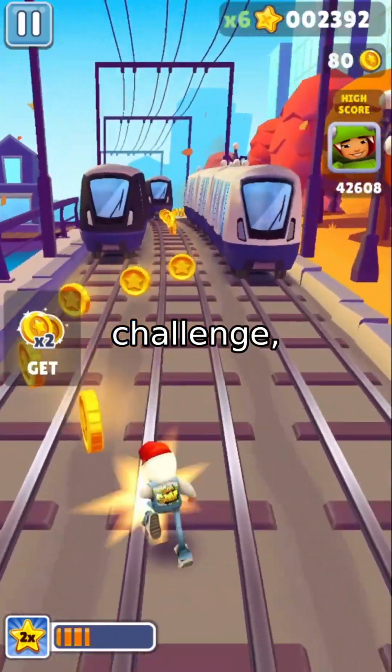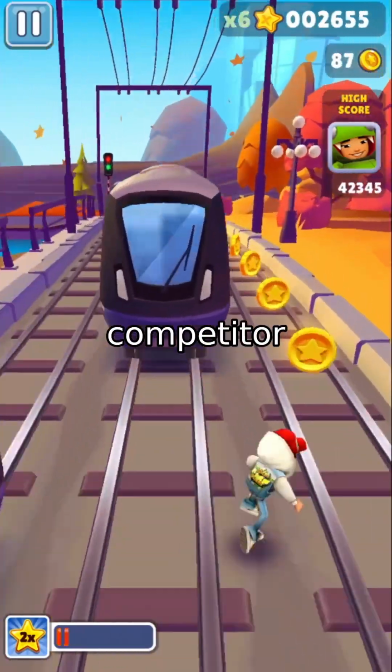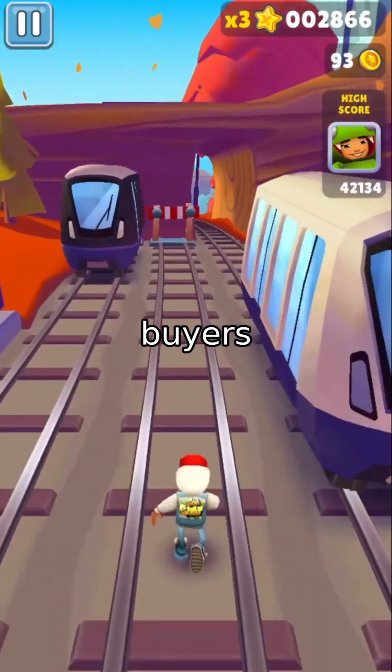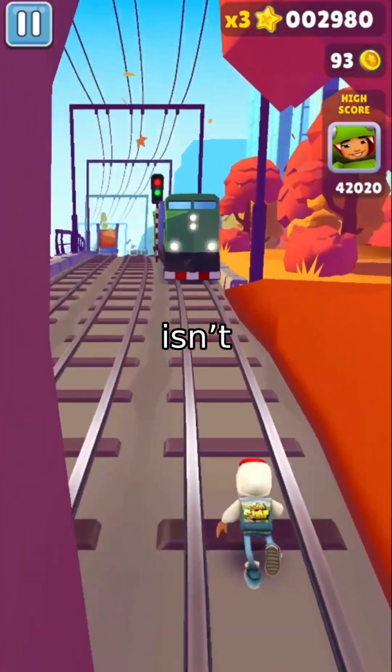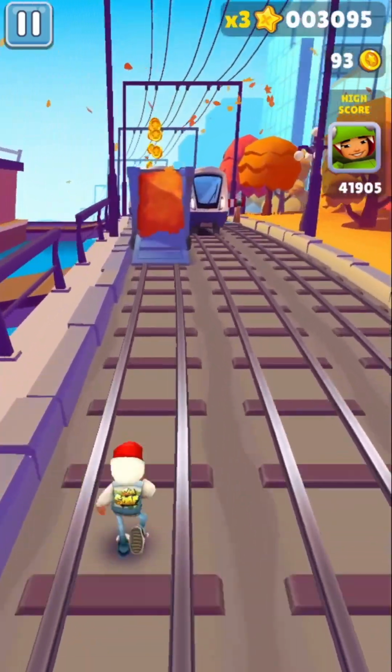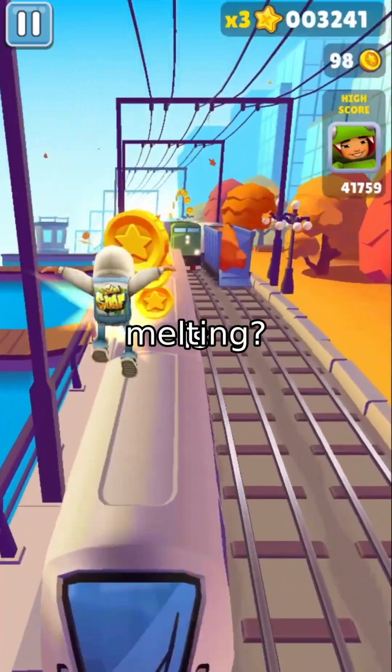But here's the real challenge. The hill itself can shift. Maybe a new competitor enters the market, or a viral trend makes buyers price sensitive. The reward function isn't static, it's non-stationary. So how do you track the best price when the entire landscape is melting?